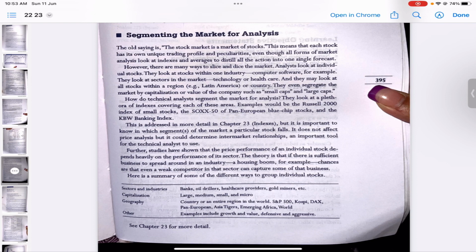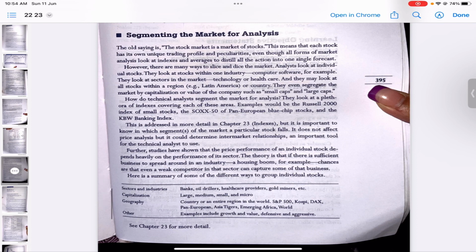The second thing is based on capitalization. Capitalization is basically the market capitalization. If you go on the NSE website, you can see the market cap of the stocks. So on the basis of the market cap, you can bifurcate the equities into either large cap companies, medium cap companies, or small cap companies, or micro small cap.